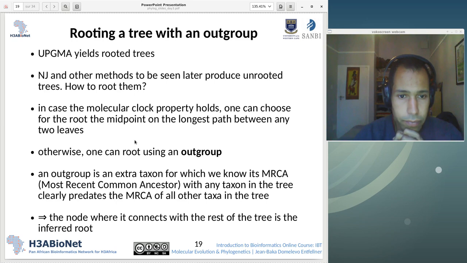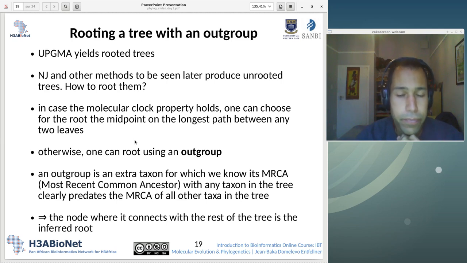So, in case the molecular clock property holds, in case the rate of evolution was the same throughout, then one can choose for the root the midpoint on the longest path between any two leaves. By the way, it's good for you to know that this longest path between any two leaves defines what we call the diameter of the tree.